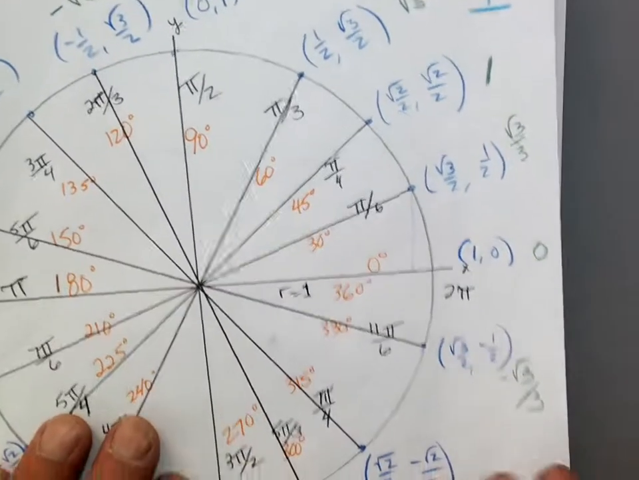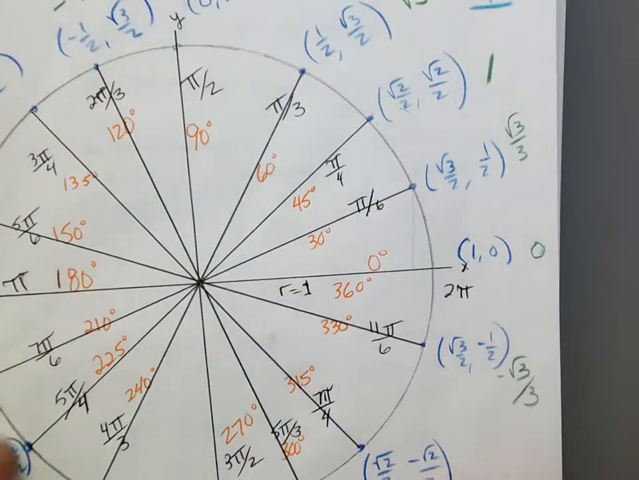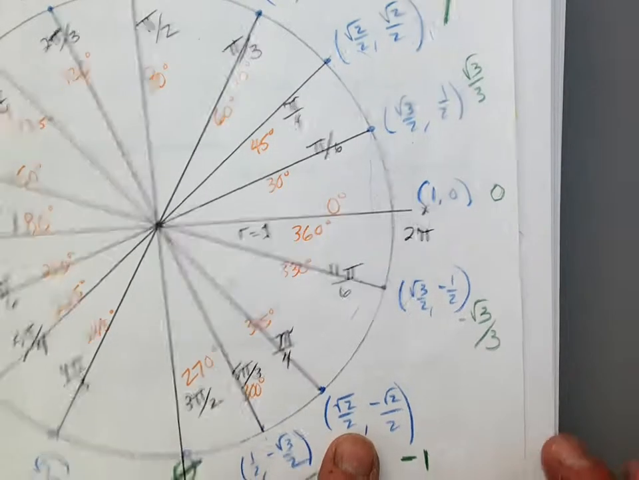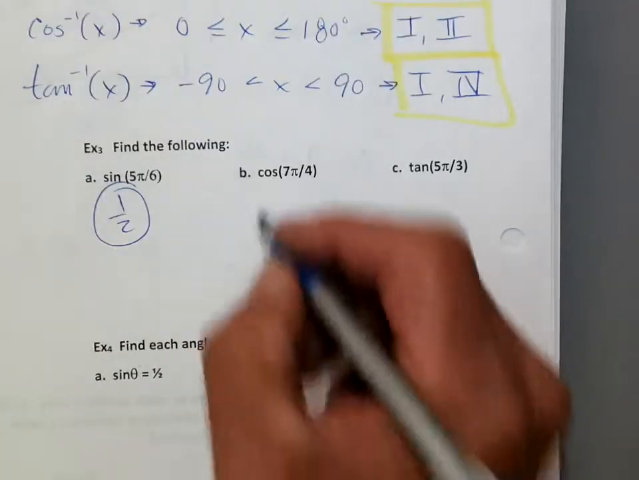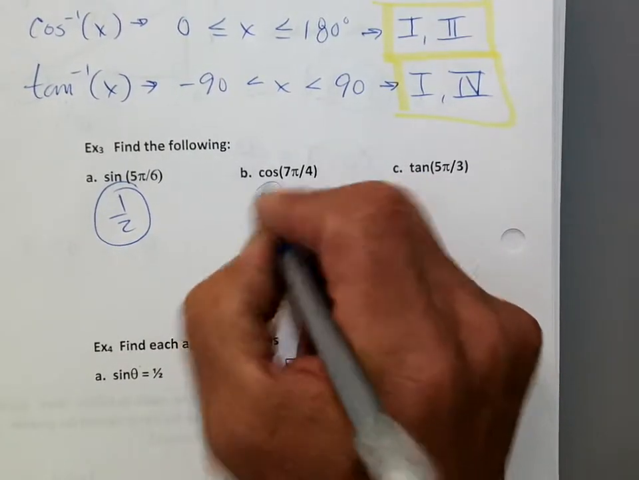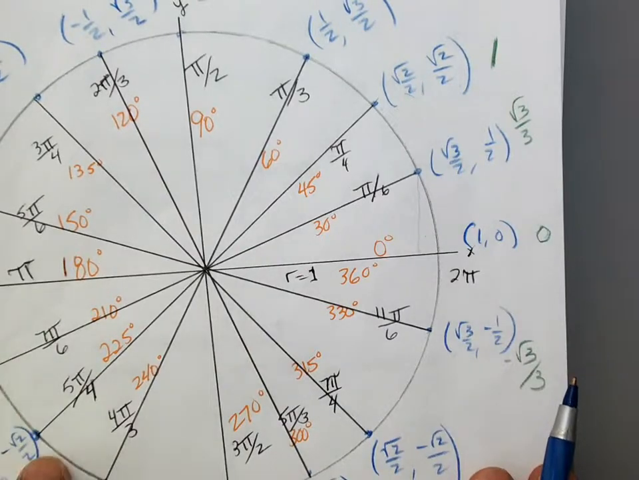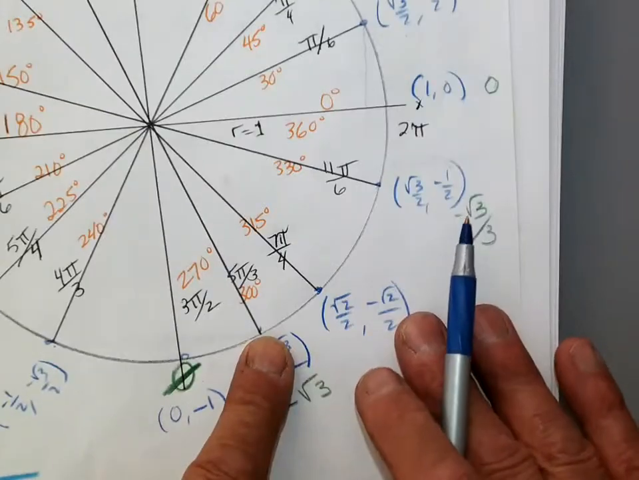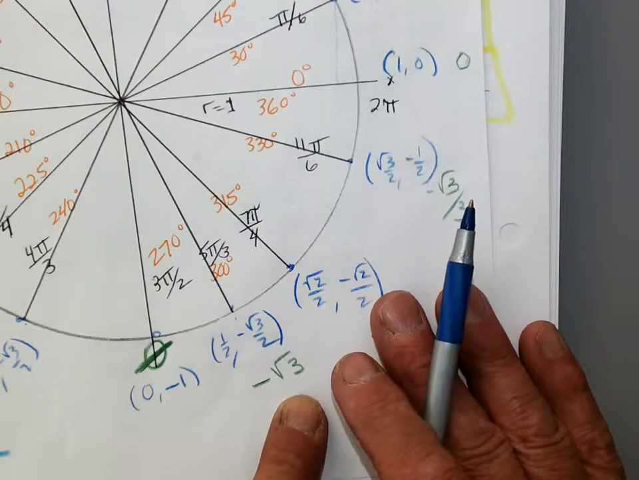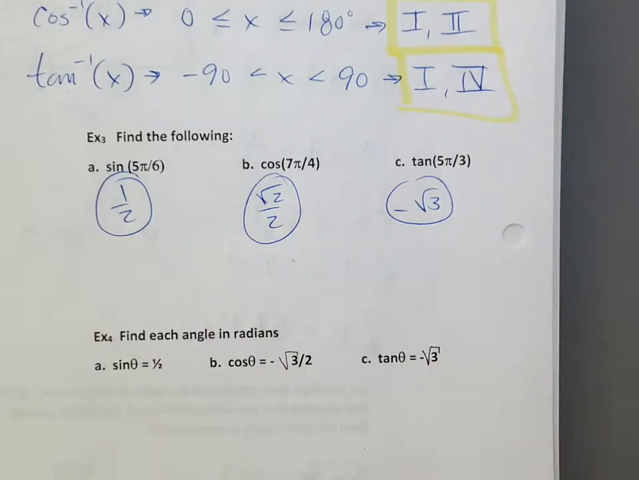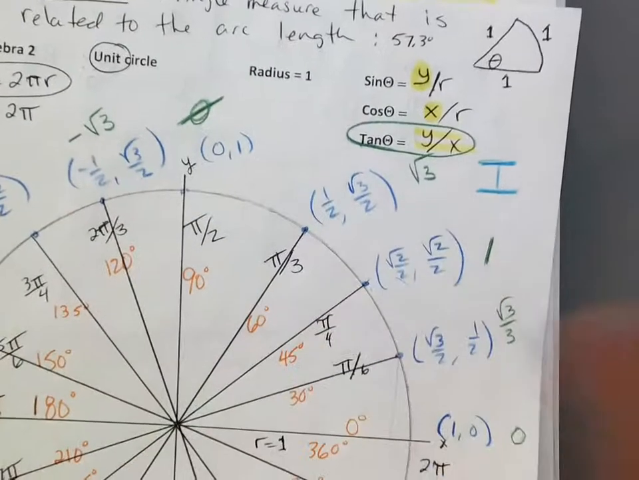Cosine 7 pi 4, okay? Cosine 7 pi 4. 315. It's right there, same thing, 315. And if I want the cosine value, I'm looking for the x value. Square root of 2 over 2, right? Okay. Tangent 5 pi thirds. Again, 5 pi thirds is an angle. Okay, 5 pi thirds is right there. I'm looking at the tangent value, which is negative square root of 3. Okay. Thumbs up?